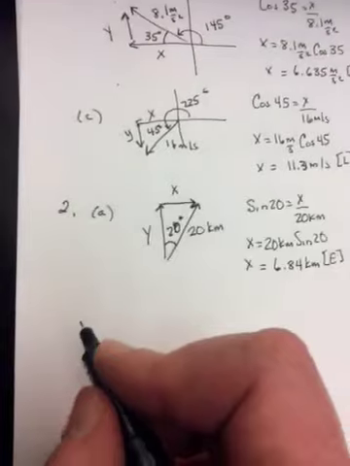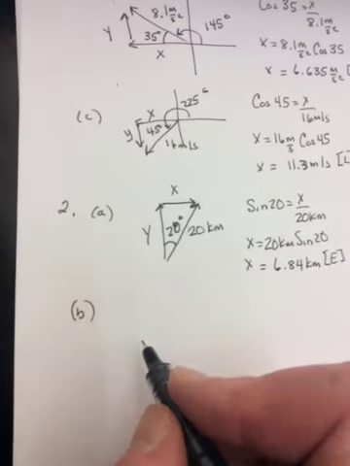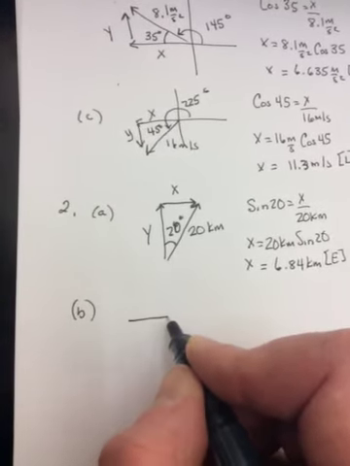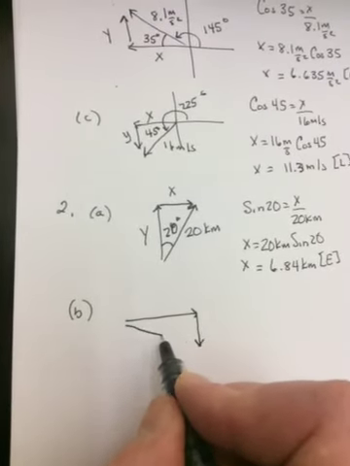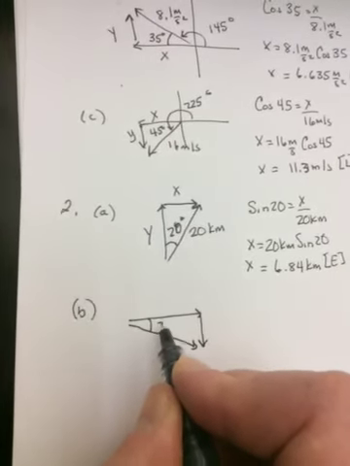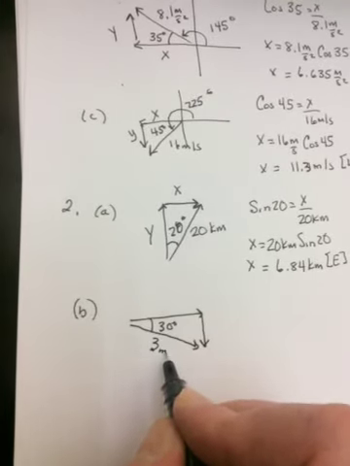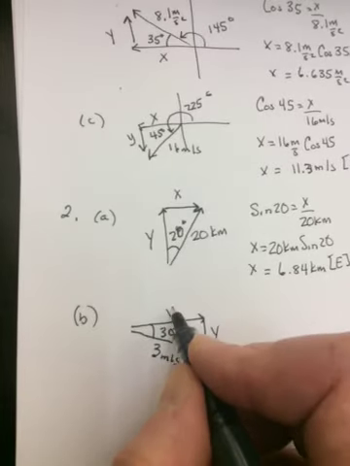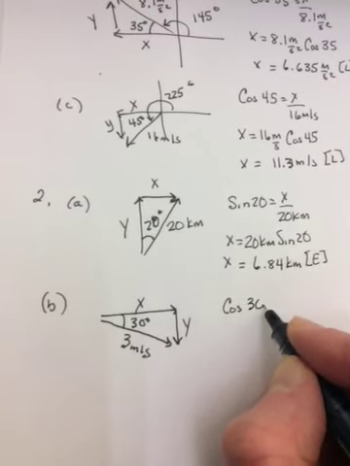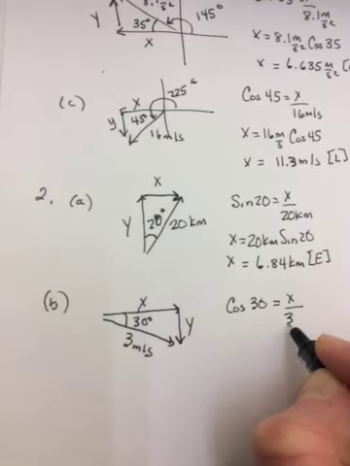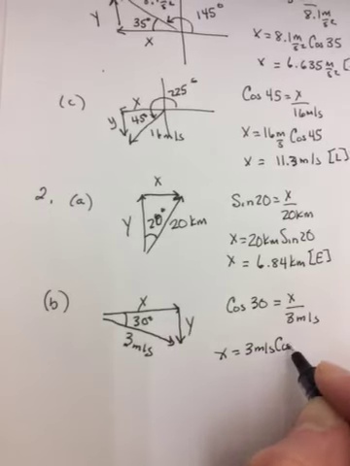Okay, so that's A. B. B is a velocity vector 3 meters per second, east 30 degrees south. So first you're going east, then you're turning and going south because the angle is only 30 degrees. The second one isn't going to be as long as the first vector. So 30 degrees, 3 meters per second, and you're looking for x and y. X is back to being the adjacent side, so cos of 30 degrees is equal to x over 3 meters per second. So x is equal to 3 meters per second cos of 30.